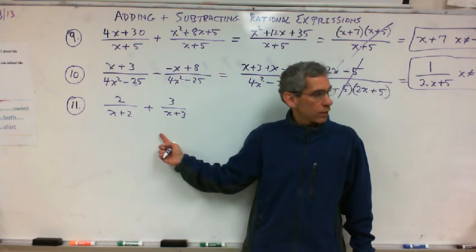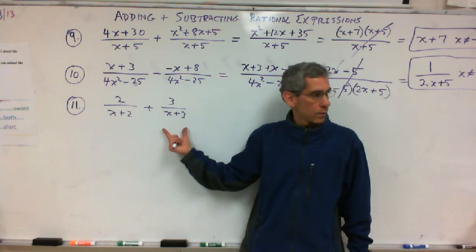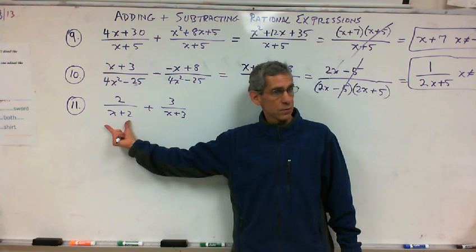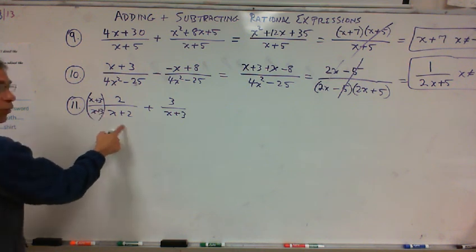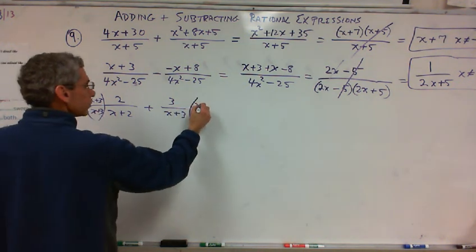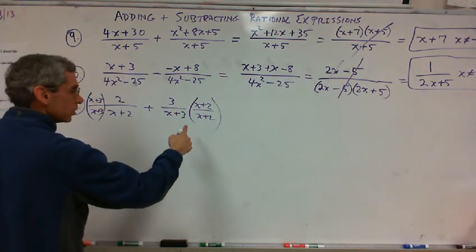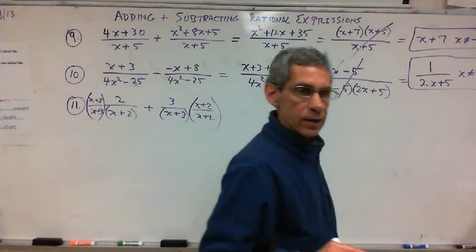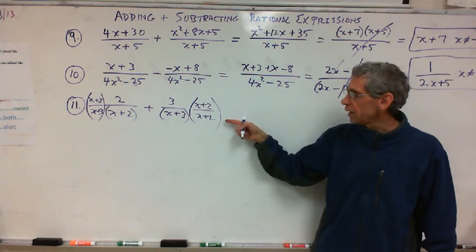What's my lowest common denominator going to be? It's x plus 2 times x plus 3. This times this. So I'm going to have to multiply this by x plus 3 over x plus 3, and this by x plus 2 over x plus 2. And you're going to have to FOIL these, right? First, outside, inside, last. Does that make sense?